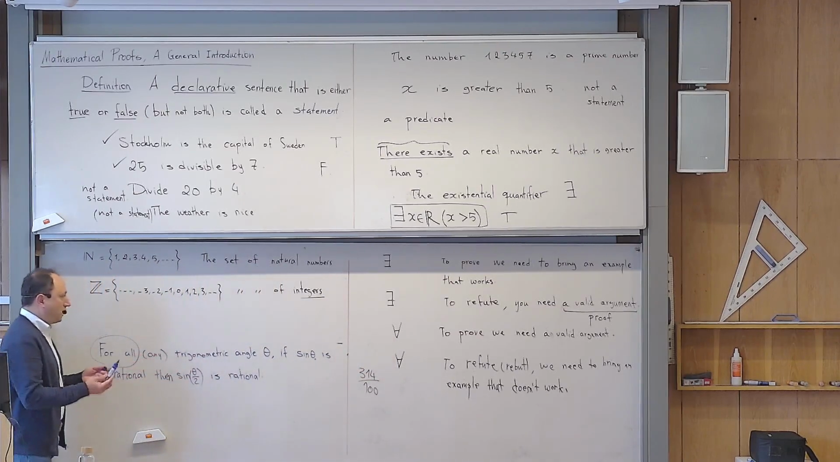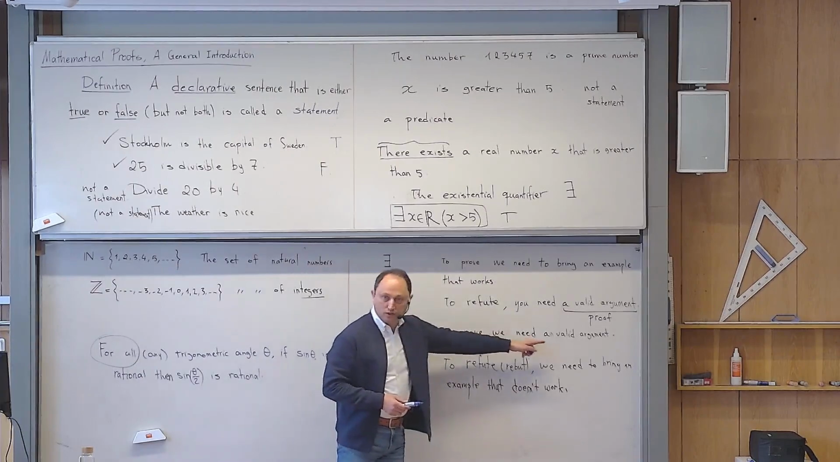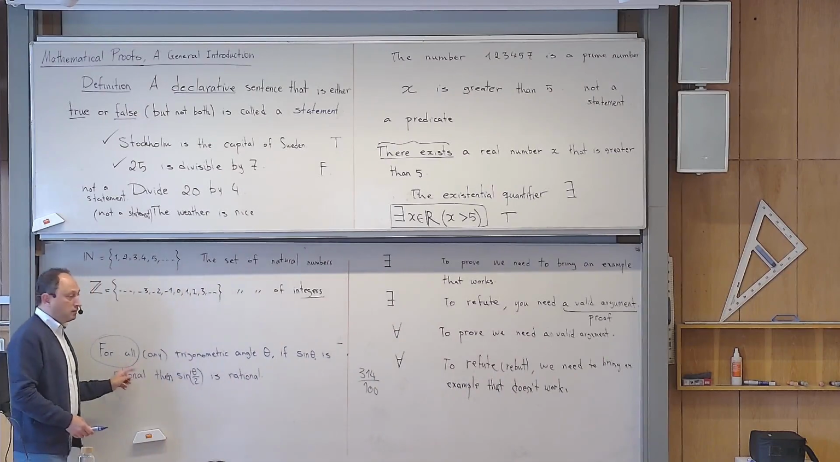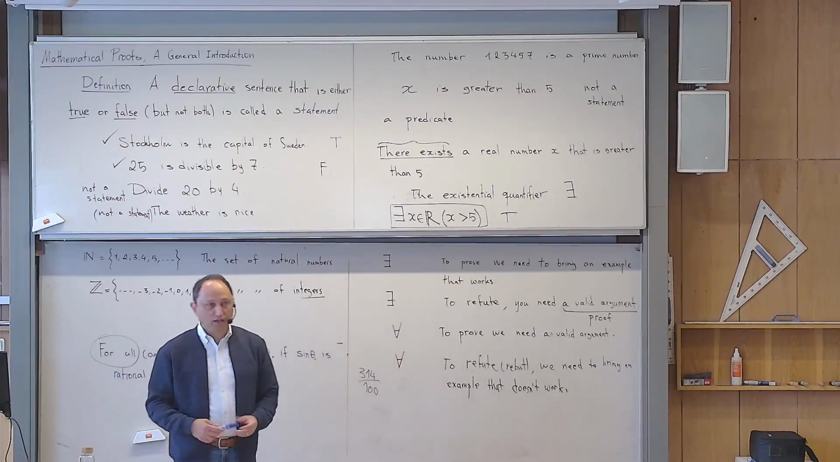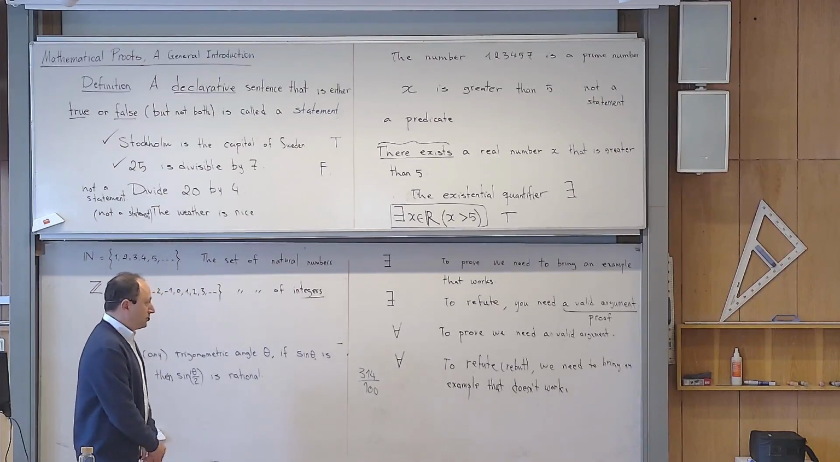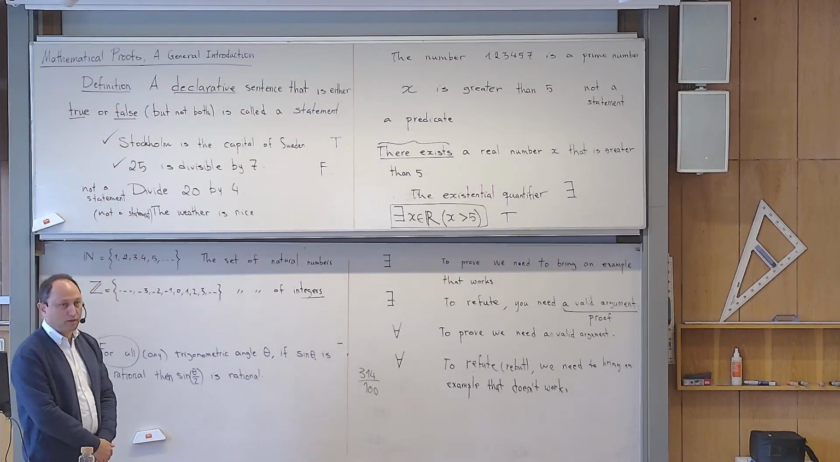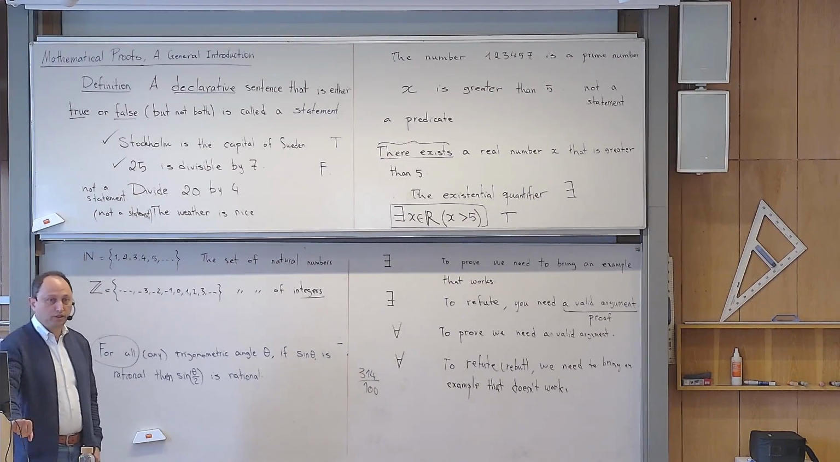Now again, you have to have a feeling. If you think it is true, what you need to do? You need to bring a valid argument this time. If you want to say no, this is false, you need to bring an example that doesn't work. Again, that is up to you to decide. Do you think it's true? Then the burden of proof is on you. If you say no, then you have to show me an example that does not work. So which one do you think is going to work here?